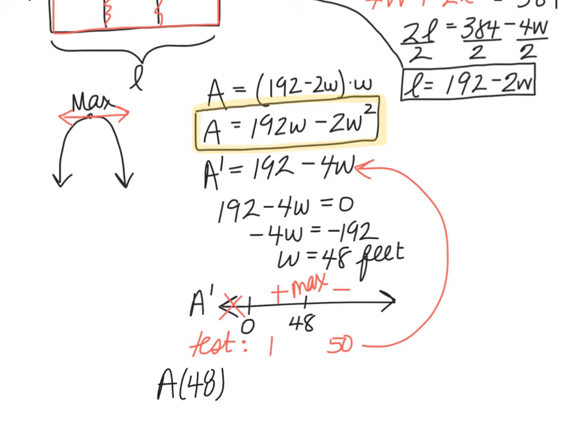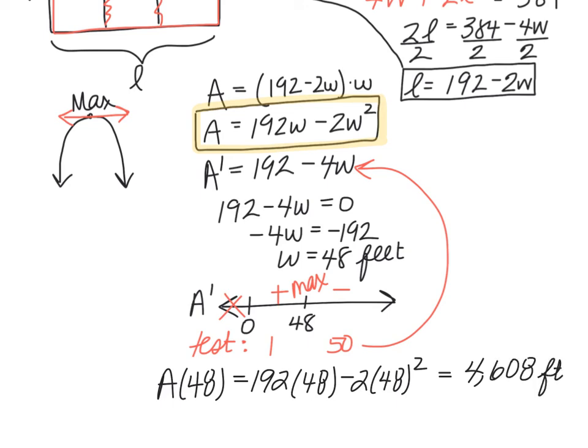It would be fine to pause at this time, grab your calculator, and substitute 48 into that area model. So A of 48, which will be 192 times 48. Remember, you don't have to show this work because I would expect you to use your calculator at this time. So 192 times 48 minus 2 times 48 squared. And it looks like that works out to be 4,608. And because this is area, this would be square feet.